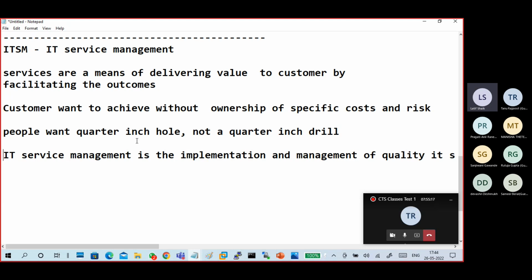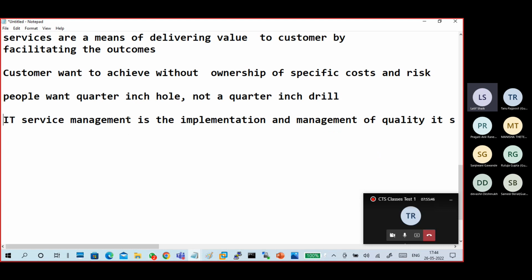We don't mind it. What the customer wants, give it to him. You want a quarter-inch hole, make it possible. Don't give him a drill and tell him he can drill it, or say I'm using a drilling machine, or my hand, or my finger. That's not the point. It is what the customer wants. You should get it. That's the point of IT services.